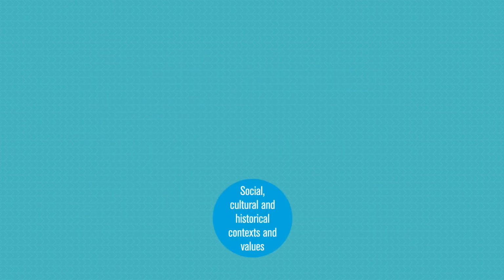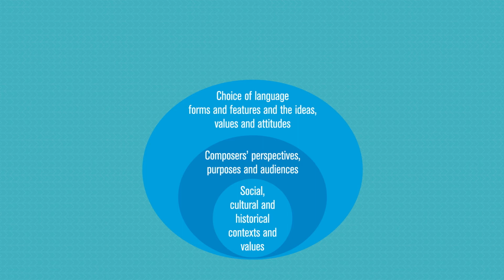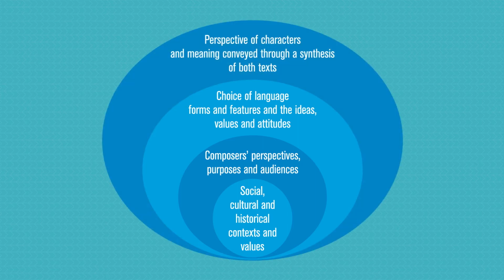So similar diagram, but this time you've got social, cultural and historical at the heart. And again, moving up to perspectives of the composer, moving up to the choice of language forms and features. But this time, instead of just being a comparative study, it's now a comparative study through the perspective of characters and meaning conveyed through a synthesis of both texts. So just remember the difference. One is just a comparative study, this one is a comparative through the lens of perspectives.